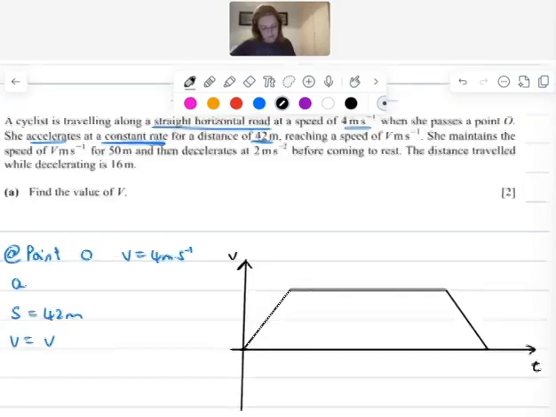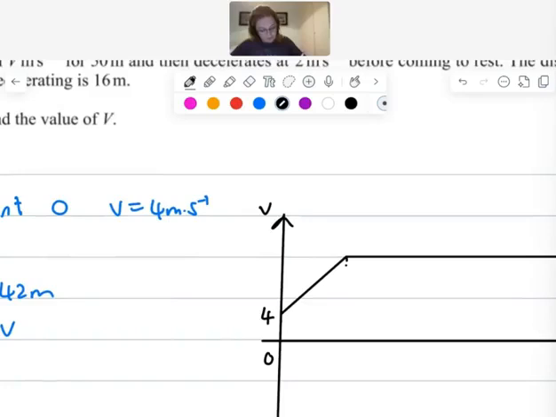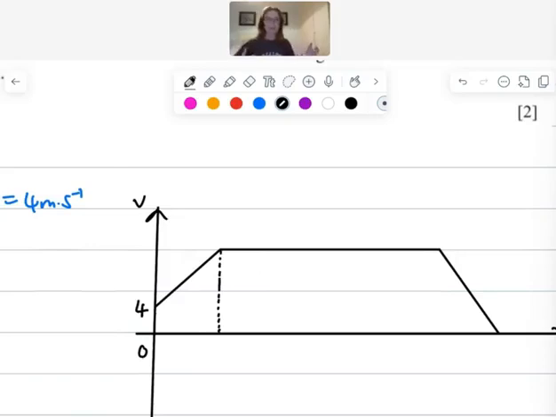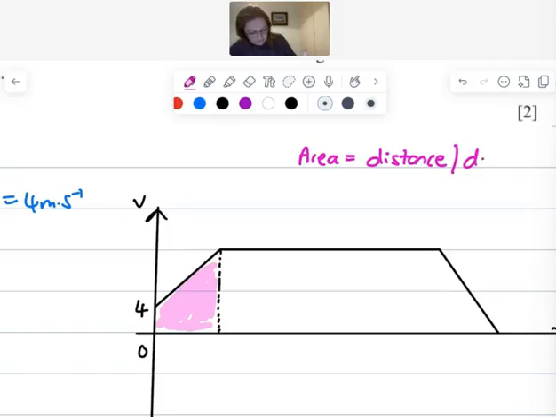So a cyclist is traveling on a straight horizontal road at a speed of 4 meters per second when she passes a point. So she's already going at 4 meters per second. That's point O. She accelerates at a constant rate for a distance of 42 meters. What you need to know about a velocity time graph is that the area under the graph gives you distance or displacement, depending on how you look at the area.